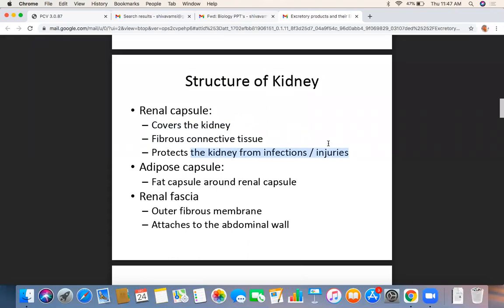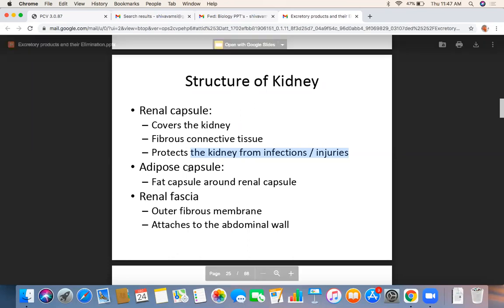Renal capsule will be attached to the abdominal wall. What is the abdominal wall? Your abdomen is the abdominal wall. The inner layer of your abdomen is your abdominal wall, and it is attached to that. Not the muscular part, but inside you have the abdominal wall, and it is touching that area.